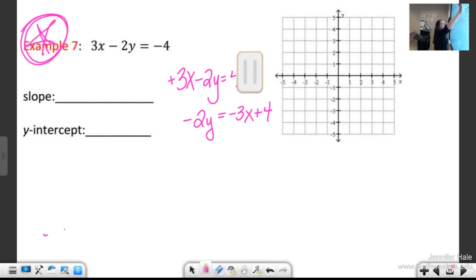The 4 is negative. Thank you. Sorry, I copied it down wrong. Don't do that either. Okay. All right. Perfect. Thank you.